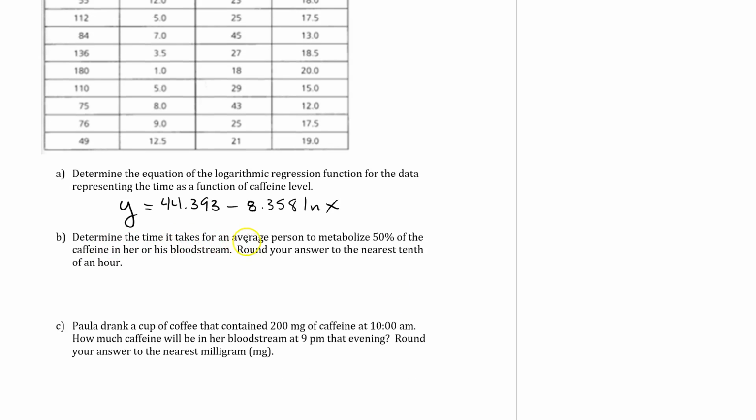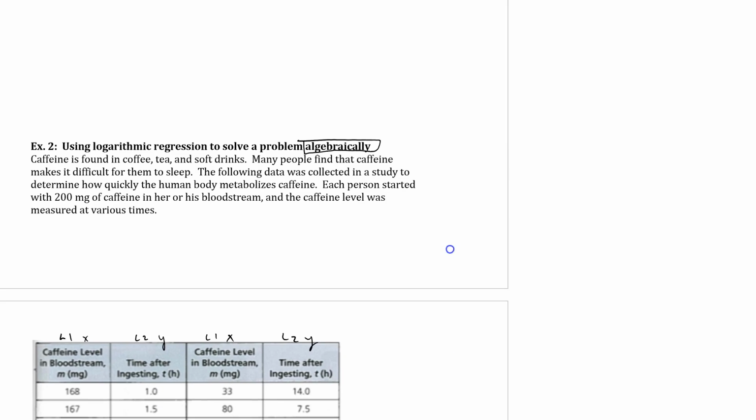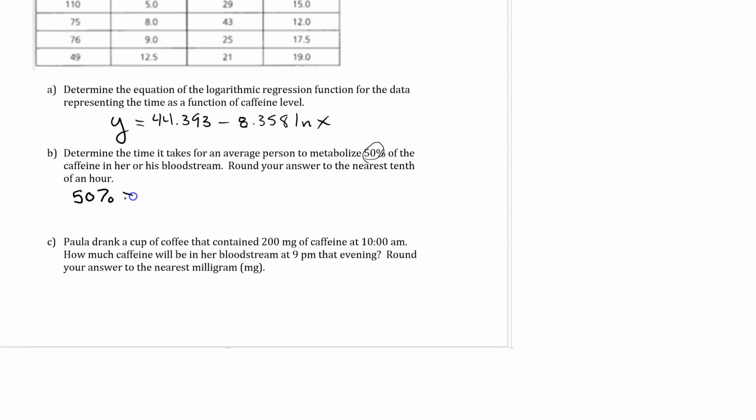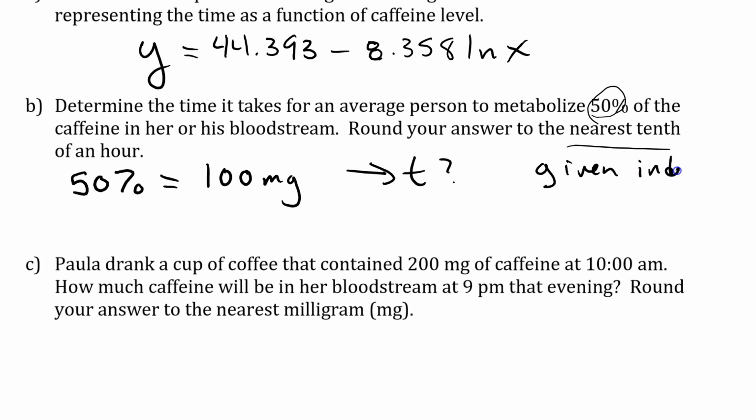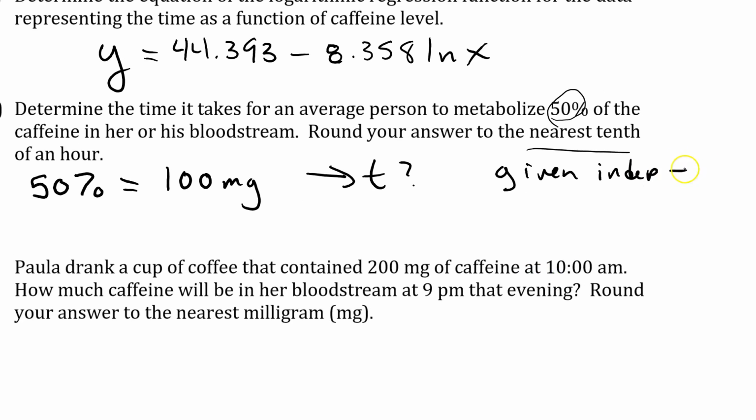Determine the time it takes for the average person to metabolize 50% of the caffeine. So 50% of the caffeine in his or her bloodstream. So we said here that each person took 200 milligrams. So that means that what's left in their bloodstream is 100 milligrams. And you want to find the time. And we want it to the nearest tenth of an hour. So we're given, I'm just going to make this a little bit bigger, given the depth, and we want the time.